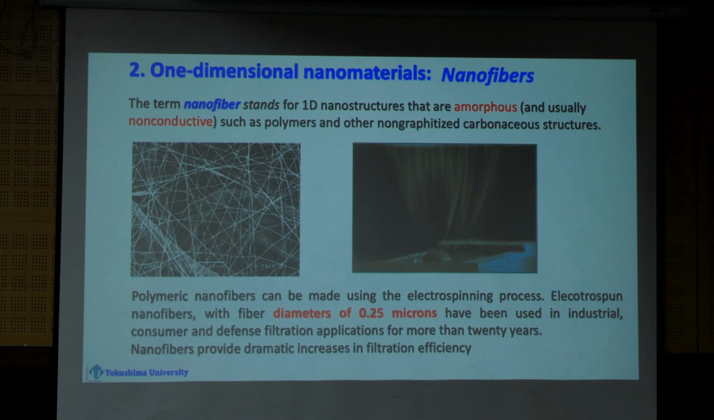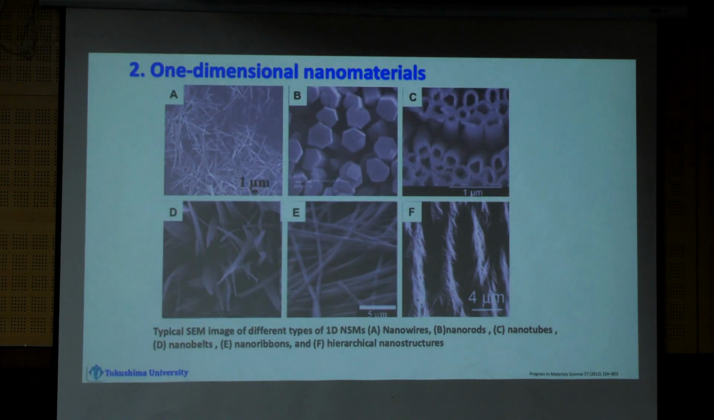Like you have many ropes and they are entangled with each other, or connected to each other, but their diameter is the same. There are more examples of one-dimensional material: nanowires, nanorods, nanotube, nanobelt, nanoribbon. So these are examples.